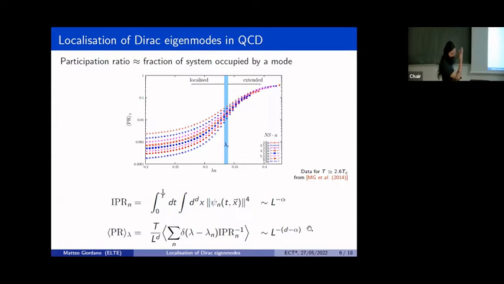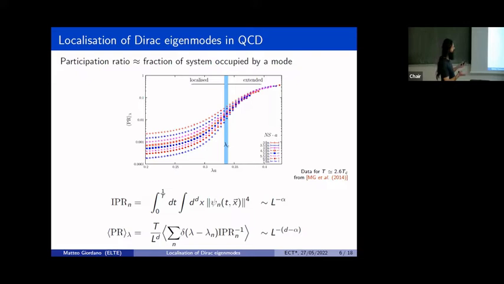The participation ratio is the fraction of system occupied by the mode. And if you have a fully delocalized mode, then it doesn't scale. The fractal dimension alpha here equals the spatial dimension of the system. If it is localized, it vanishes like one over the volume. And then there's the possibility of anything in between. And that's what condensed matter physicists call critical modes.